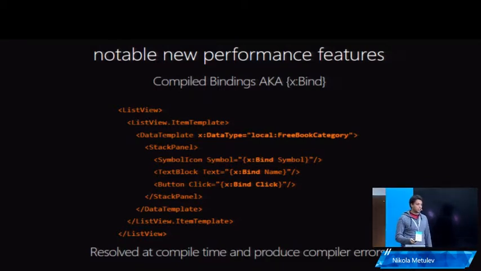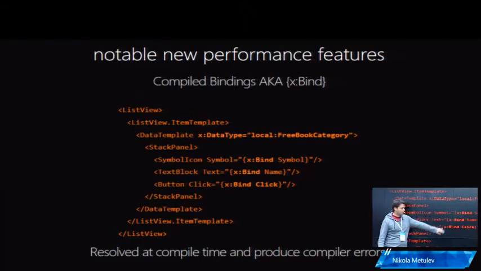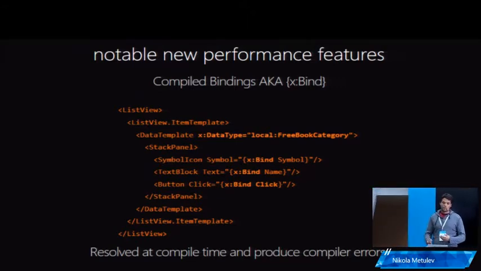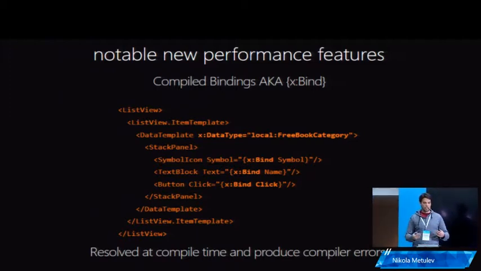So we've introduced a new way to do binding on Windows 10. It's called compiled binding. And you can do it just by saying xbind. So you can see it here, it says xbind. It's different than just binding. What it does is actually compile the binding logic at compile time. It doesn't run at runtime, so it doesn't use reflection or anything. And the performance benefits of this are amazing. It's almost as if you're not using binding at all.